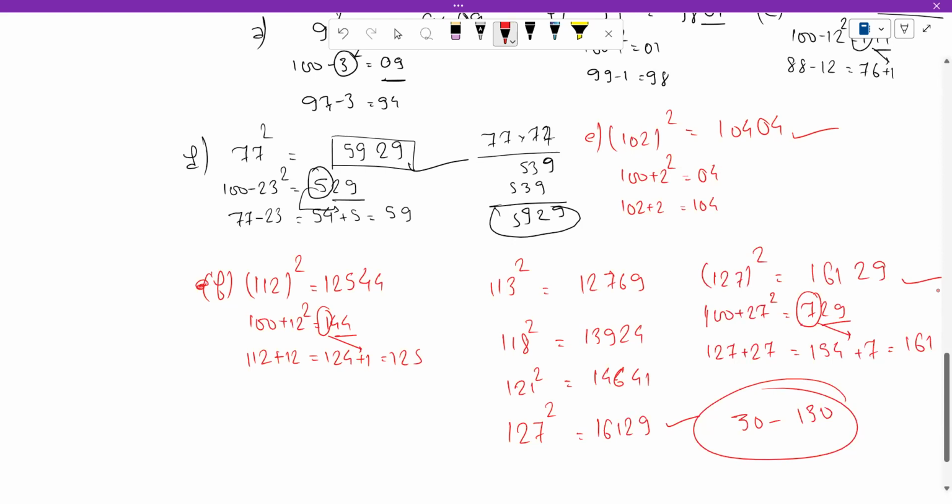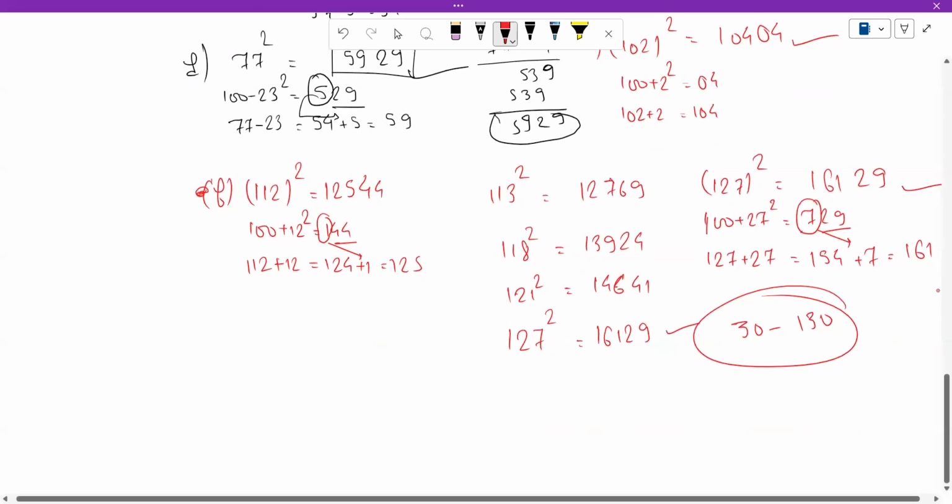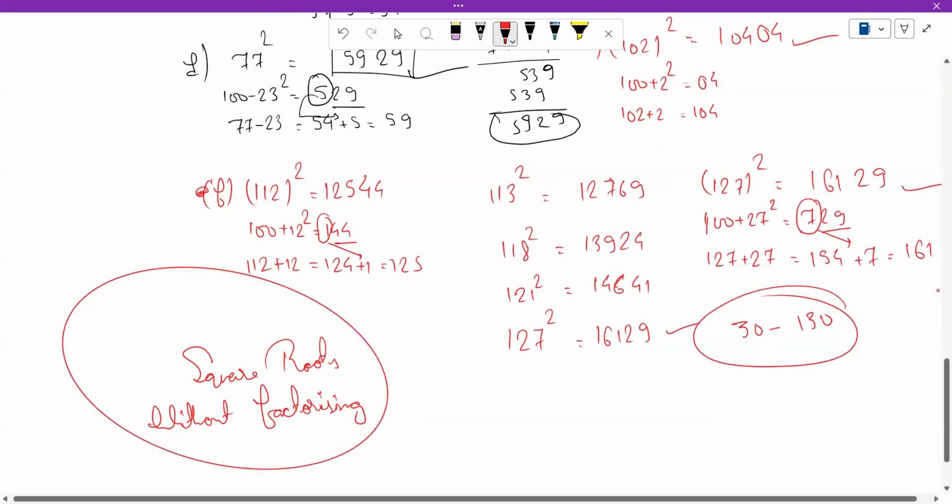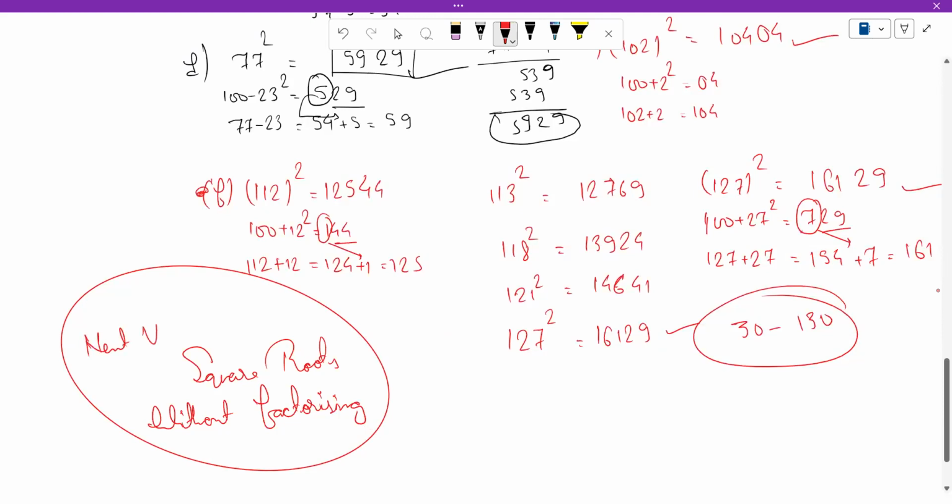Now in the next speed math video I'll tell you how to find square roots without factorizing. Okay, this we will do in the next video. Till then, I hope you understood the concept and let's practice. Do some practice. I'll give you some examples.